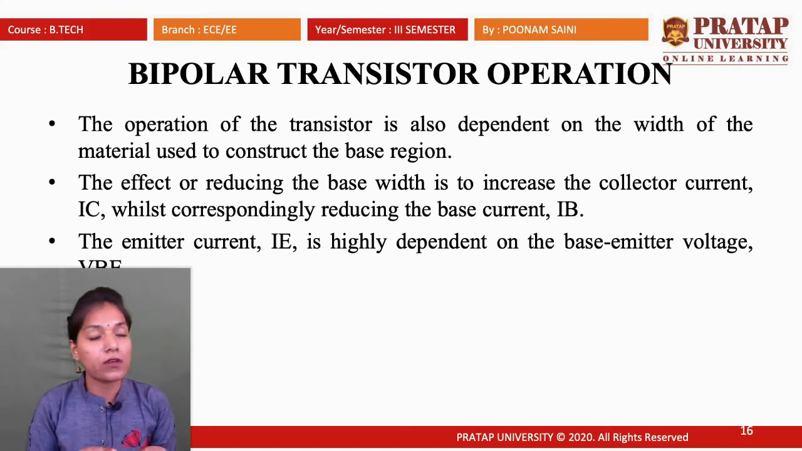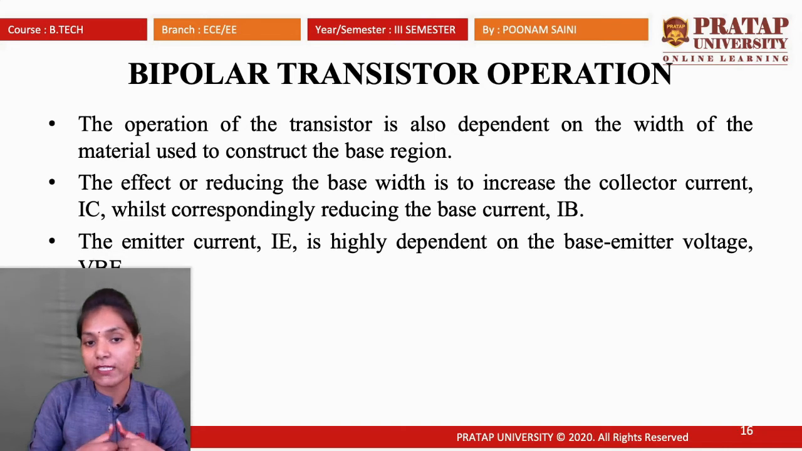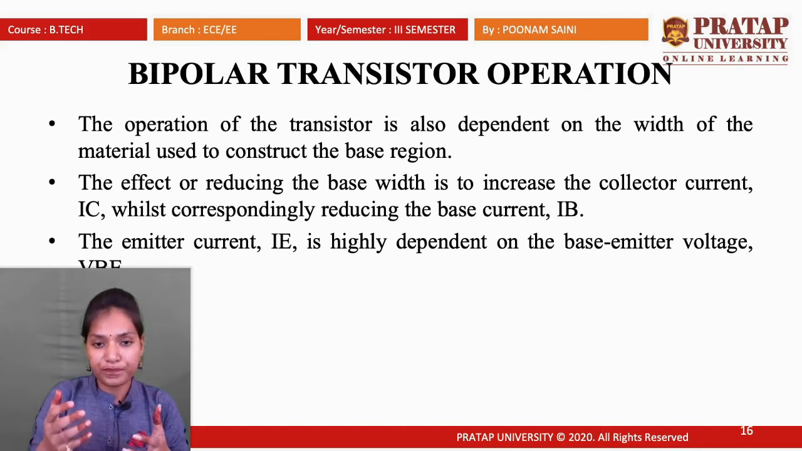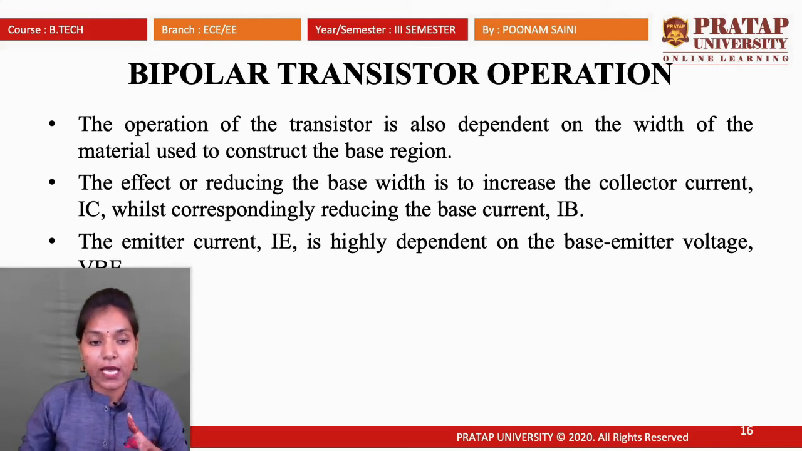Basically, the operation of a transistor totally depends upon the width of the material, or the construction of the base region. If the base region is decreasing in size, meaning that if we reduce the size of the base region, the collector current automatically increases, while reducing the base current. And the emitter current basically depends upon the base-emitter voltage, that is VBE.